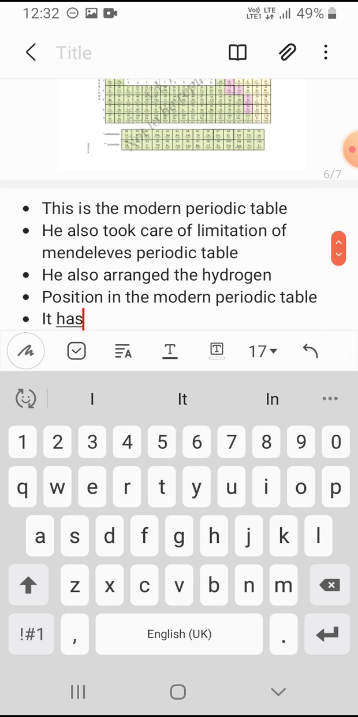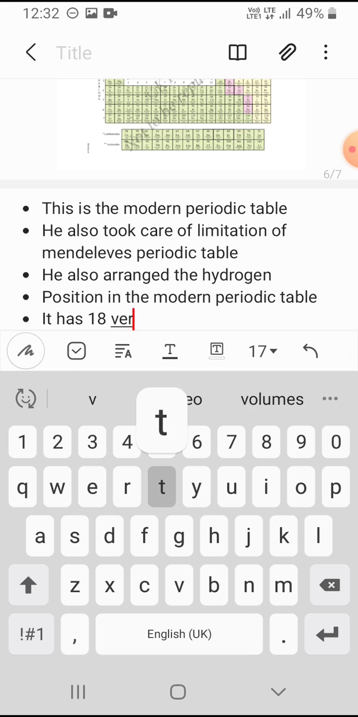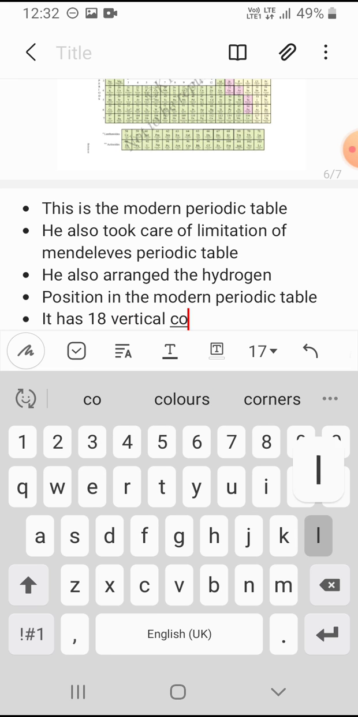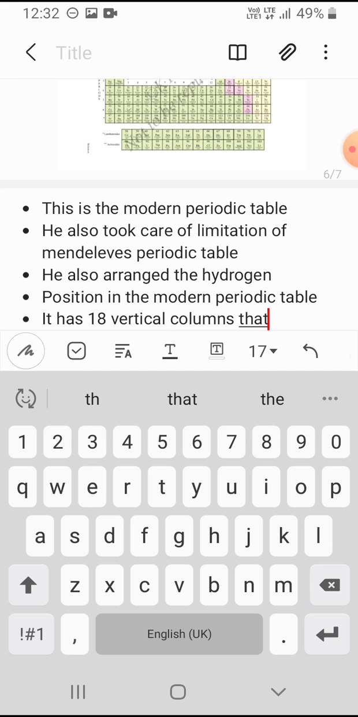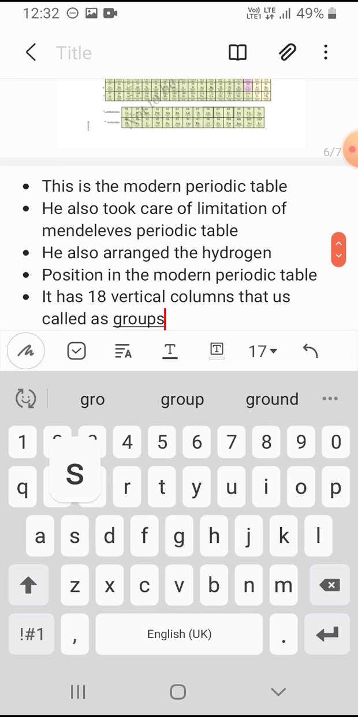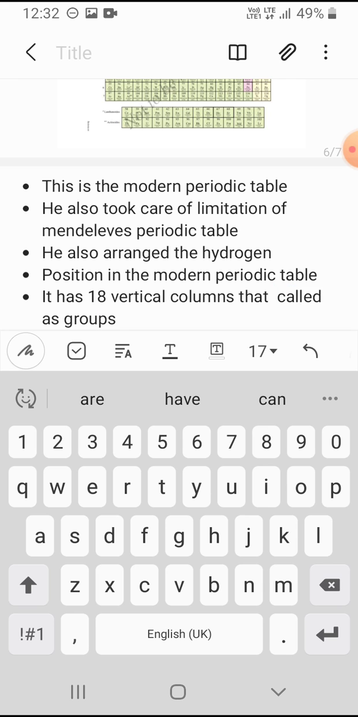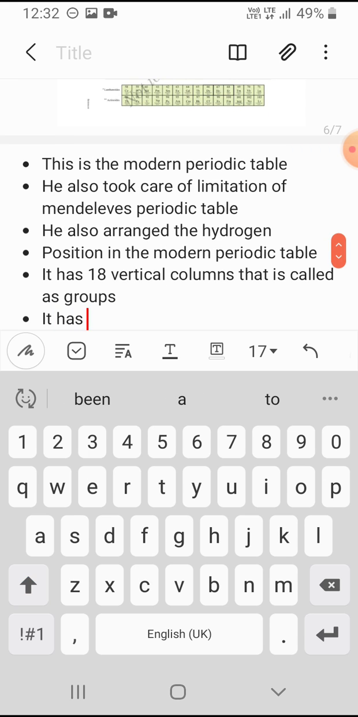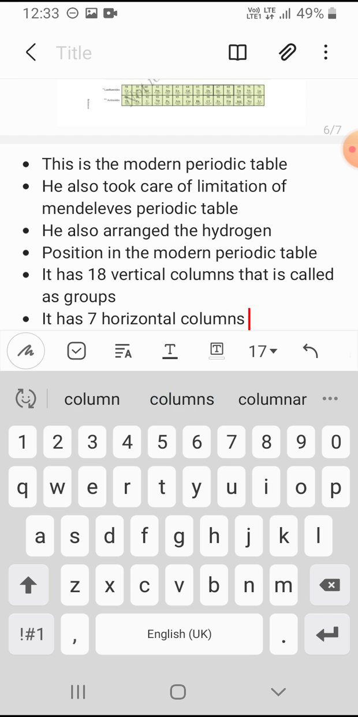So it has 18 vertical columns that are called groups, and it has 7 horizontal rows that are called periods.